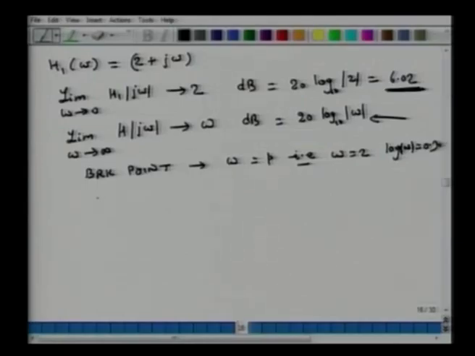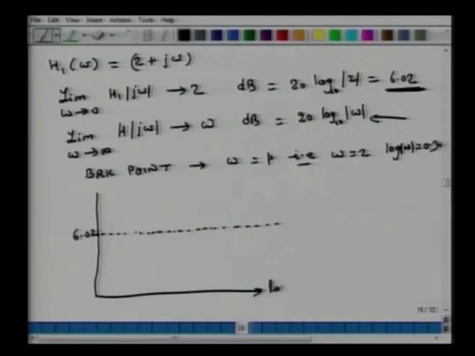So now I plot my Bode plot for this function H1. My low frequency asymptote I will do in black. The y-intercept is 6.02. This is my log omega. On the vertical scale I have decibels. And my high frequency asymptote, which has a slope of 20 decibels per decade, is the red dotted line, and this breakpoint corresponds to log of 2. And my overall curve for H1 will be this green line.